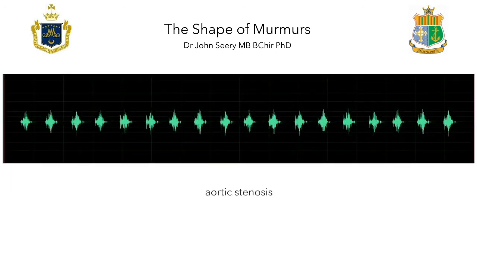This is the characteristic waveform of the murmur produced in a case of aortic stenosis. The murmur occurs during systole.